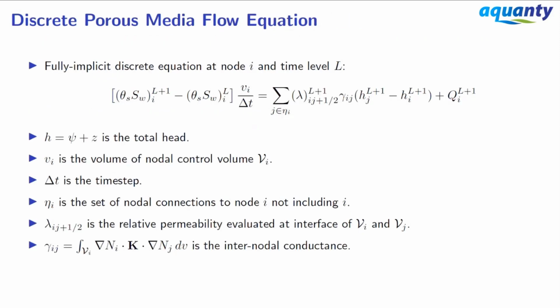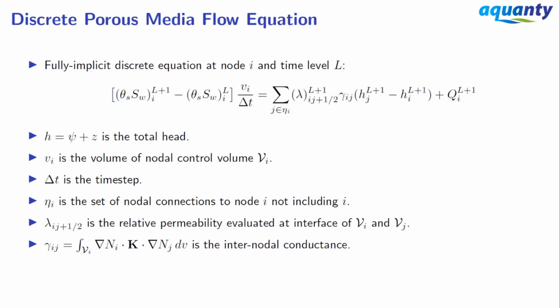Here we have the discretized flow equations, and we're showing a fully implicit discretization. H is the total head, VI is the volume of the nodal control volume, delta T is the time step, A to I is the set of nodal connections to node I, lambda ij is the relative permeability evaluated at an interface between the control volumes, and gamma ij is the internodal conductance. We'll touch on each of these as we proceed through the talk.